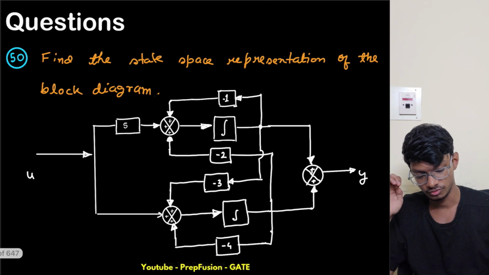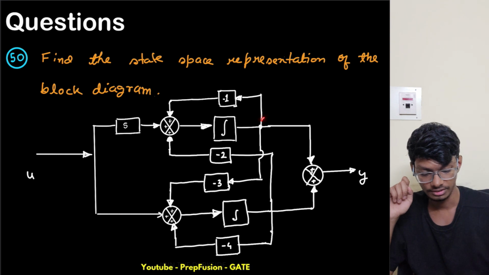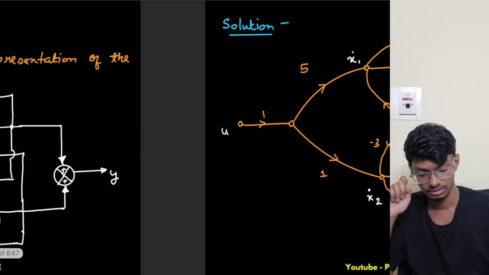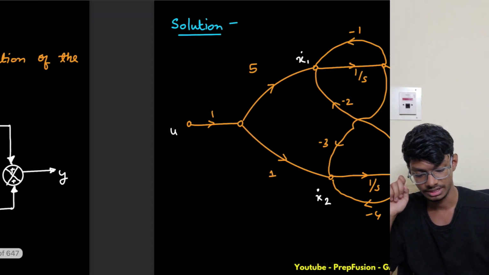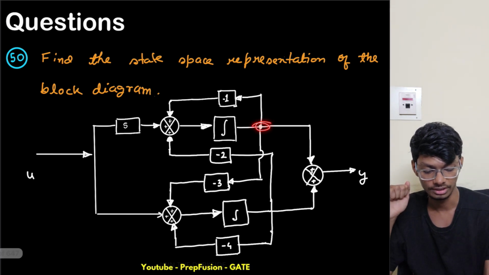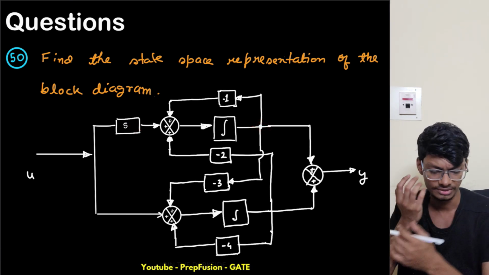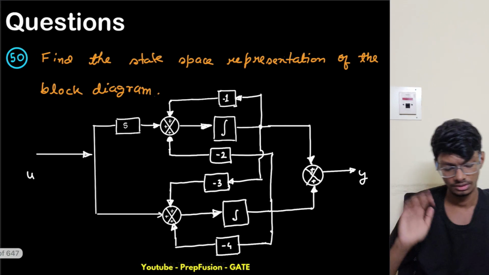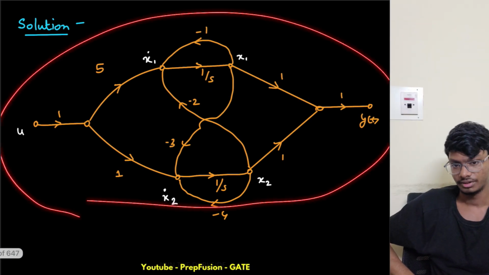I have chosen this one as x1 and x1 dot, and this one as x2 and x2 dot. Here I can see I have multiple paths. Each adder is a node, and each point I made as a node. Make as many nodes as possible, no issues. If you convert this one, you get something like this.